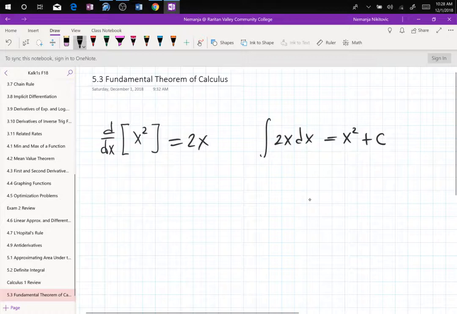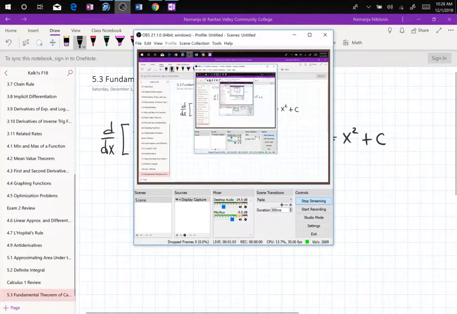So now what I can do, is this thing going? Yes.